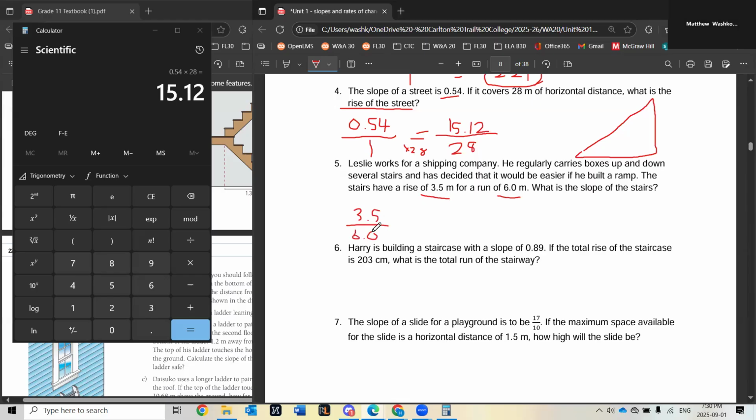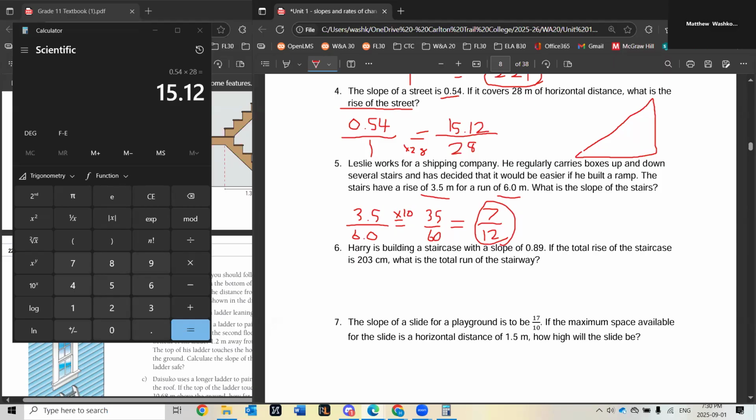Now, in this case, I'm going to try and simplify it. I'm going to times these both by 10. Let's get rid of these decimals in this case. We're okay with 1 decimal. We don't want 2. So I'm going to times it both by 10. 35 over 60. Right? Now, I'm going to divide these both by 5. 35 divided by 5 gives me 7. 60 divided by 5 gives me 12. I have a slope of 7 over 12.